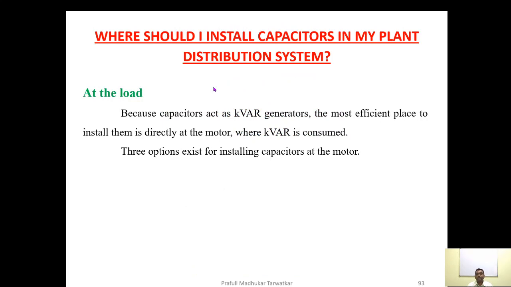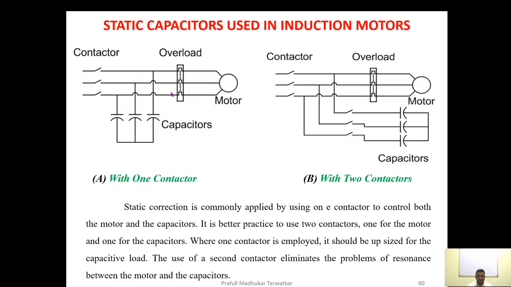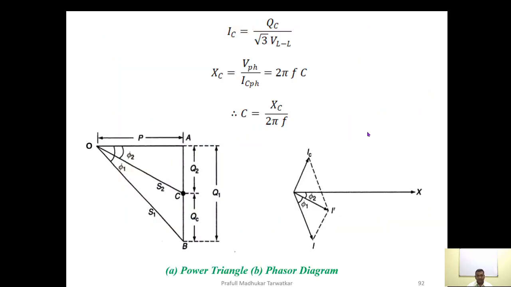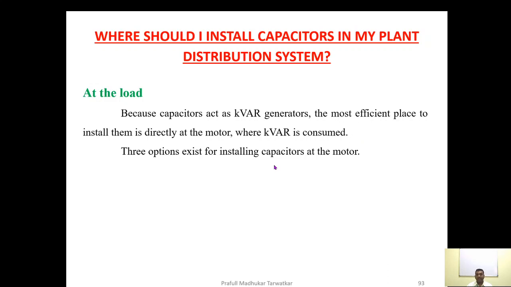Now where to install these capacitors? There are different points where we can install these capacitors for power factor improvement. The most useful, convenient and widely used point of installation of the capacitor is at the load end only. So they are connected at the load end like this, and the corresponding power factor improvement can be done.